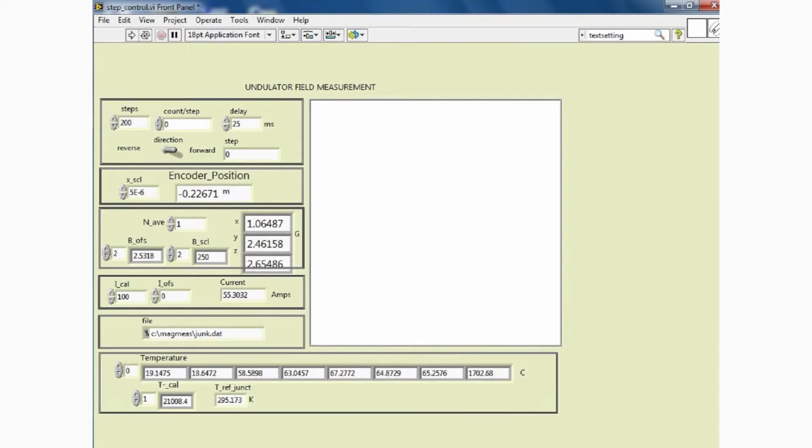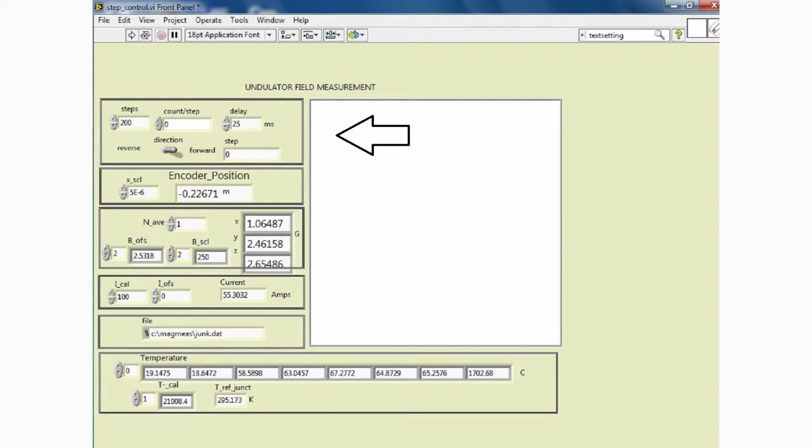Here we have the software which controls our experiment. Using this program, we can automate an experiment using desired parameters. The program outputs significant aspects of the experiment, such as temperature and magnetic field. Here we can control the rate and resolution of the linear actuator.